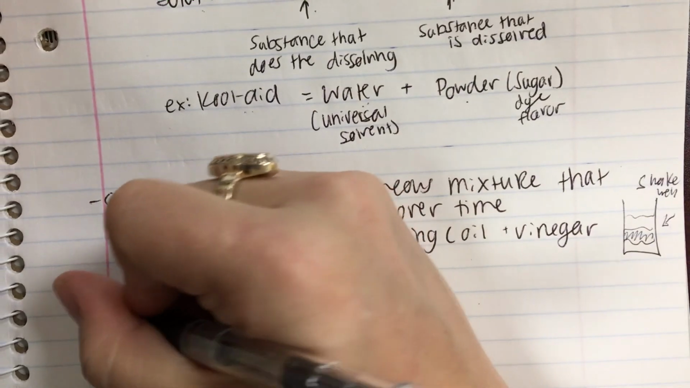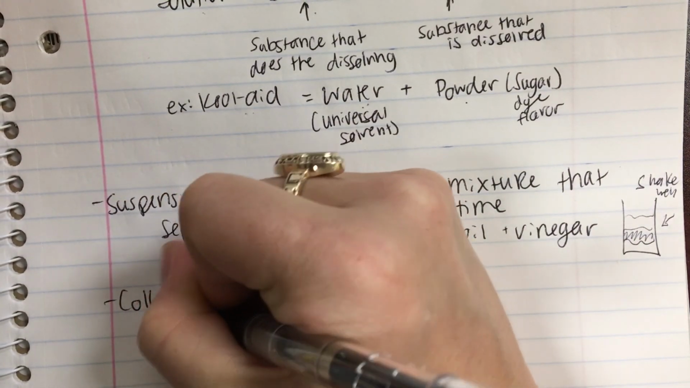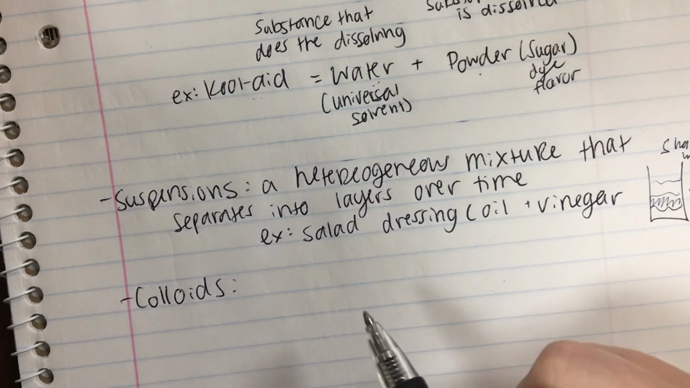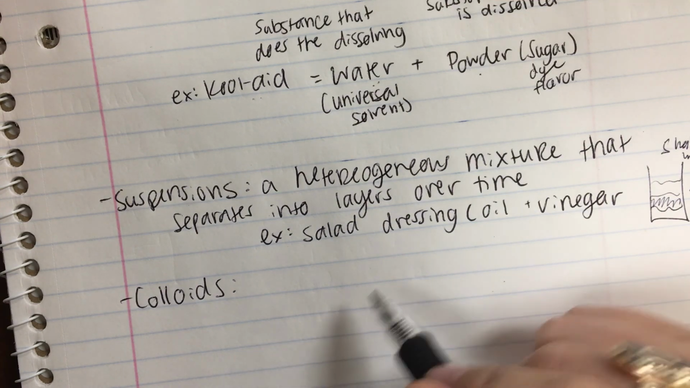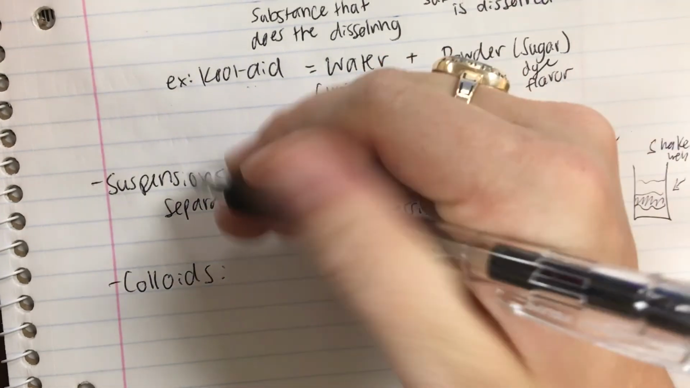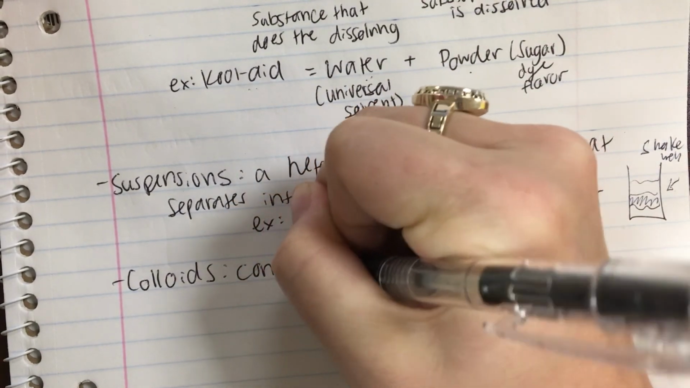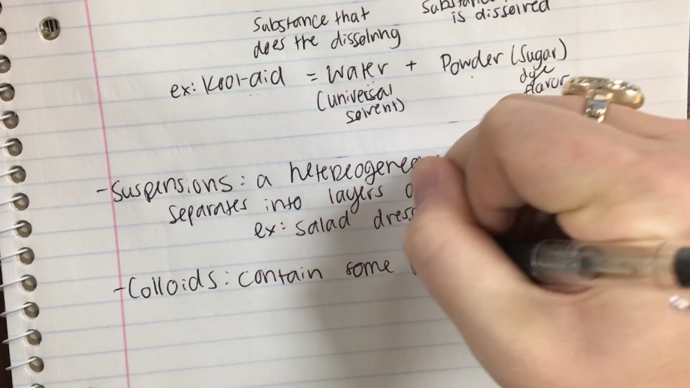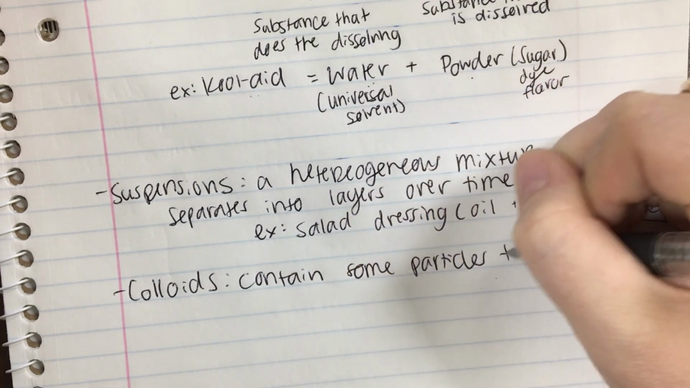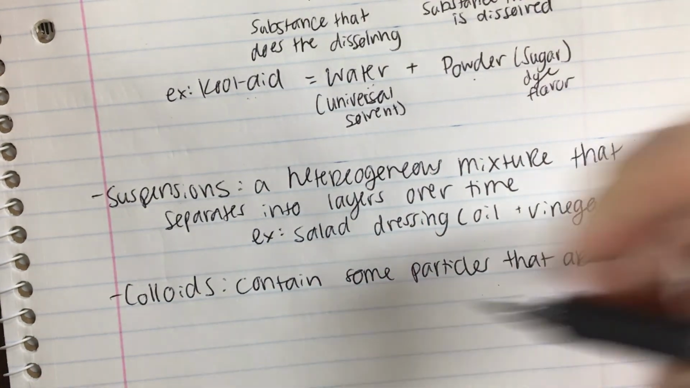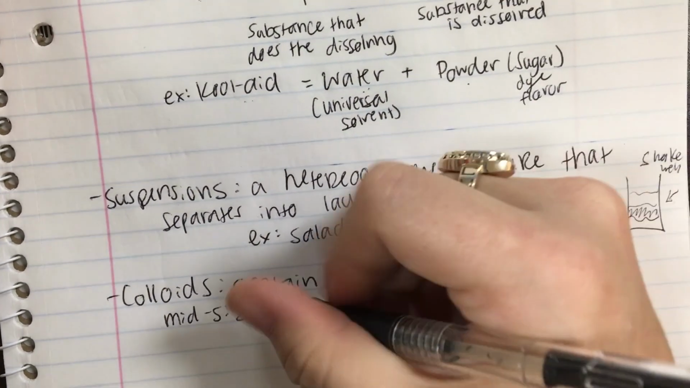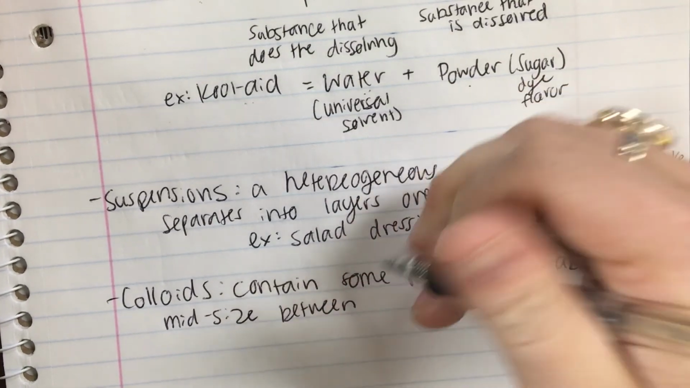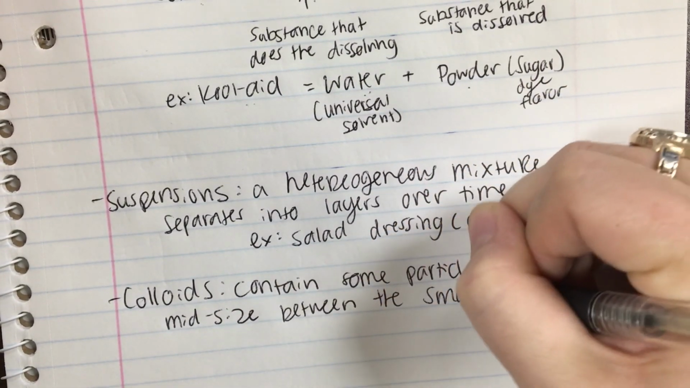And my last one is colloids. All right, and they contain some particles that are intermediate size between the small particles in a solution and the larger particles in a suspension. So they're kind of a combo of both. So they contain some particles that are intermediate, mid-size between the small particles in a solution.